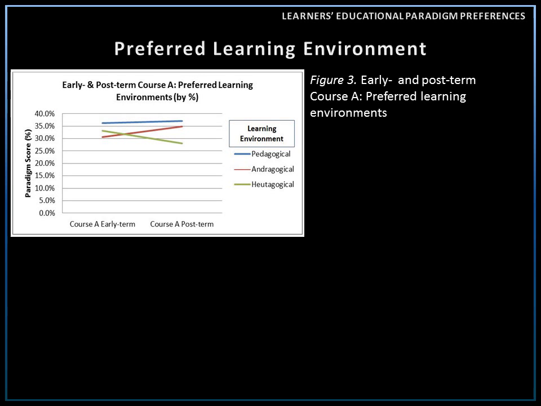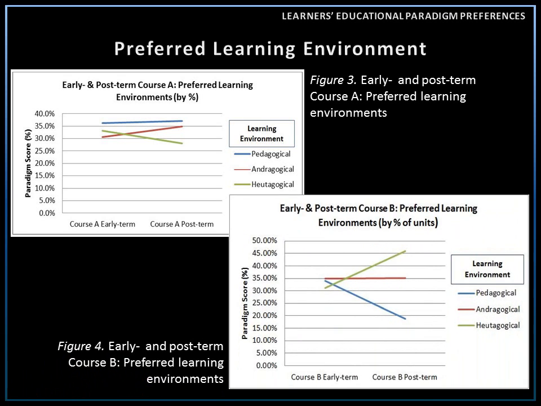Looking at this chart on Course A respondents' early and post-term learning environment preferences, you can see that there was a fairly even split between the preferences for the pedagogical, andragogical, and heutagogical environments. By the end of the term, pedagogical preferences had increased slightly, andragogical preferences had increased a bit more, and heutagogical preferences had decreased moderately.